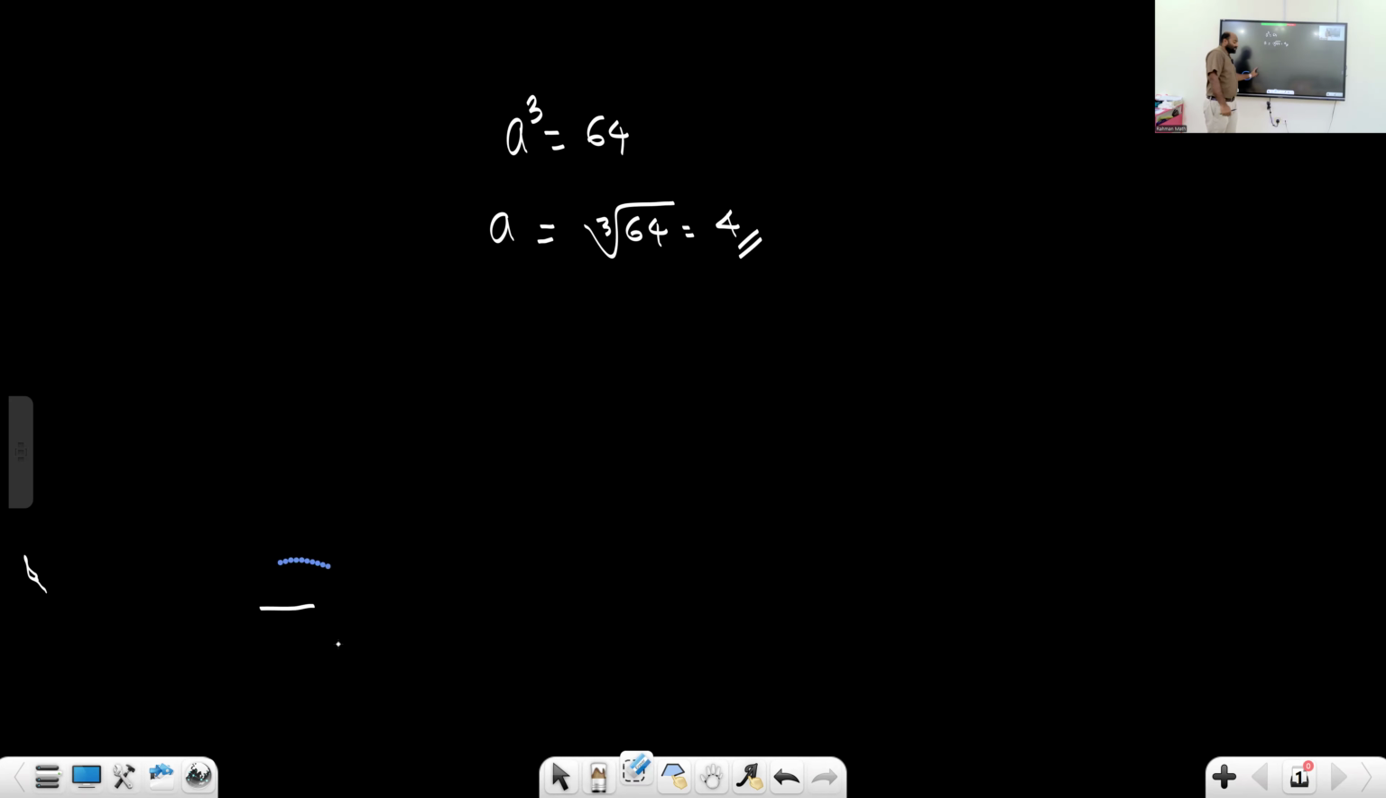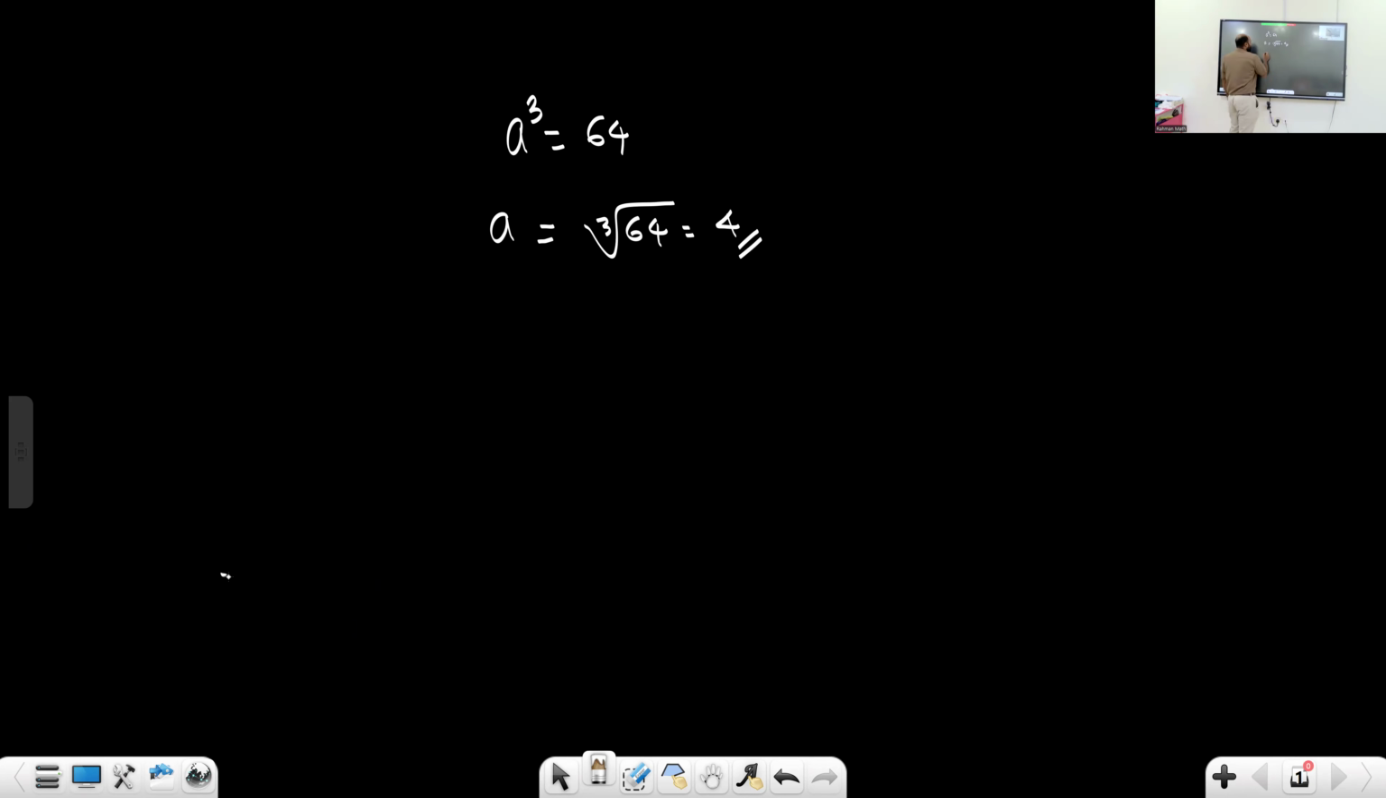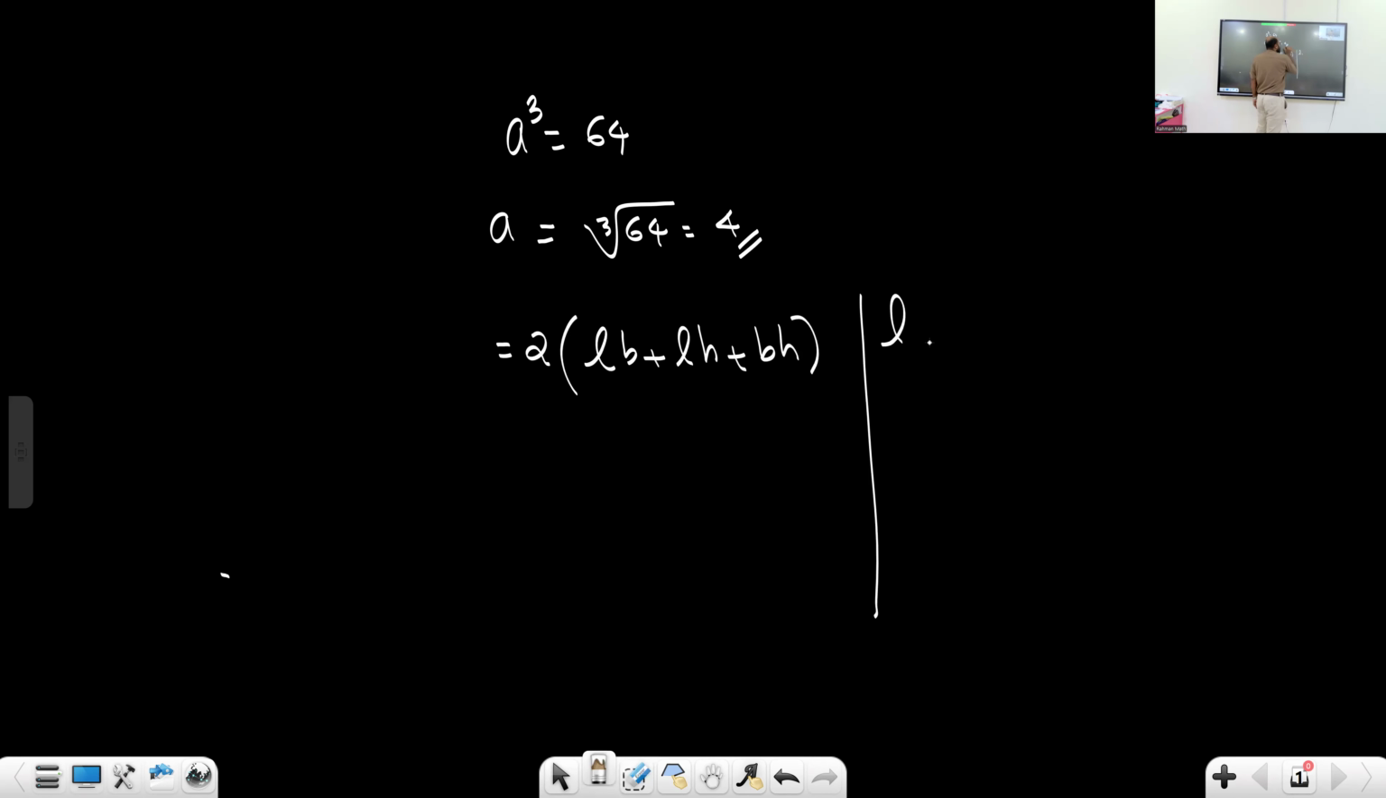What are they asking, surface area or volume? Surface area of the resulting cuboid. What is the cuboid surface area? 2 into (LB plus LH plus BH). Length, I told you, length will be doubled. Already 4 is there, so length will be how much? 8. I told you breadth and height, nothing will happen. It is 4 centimeter only.